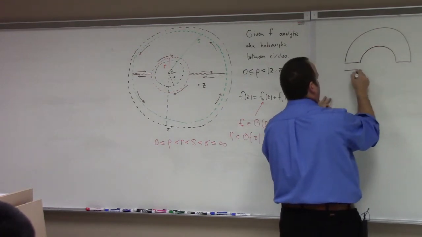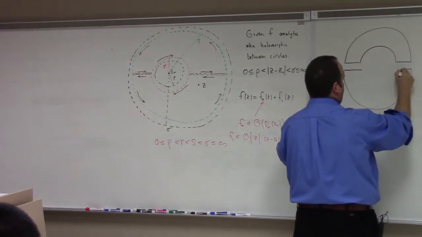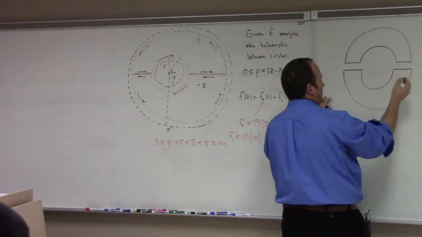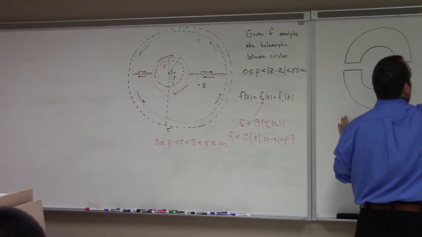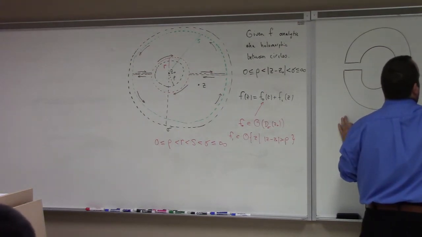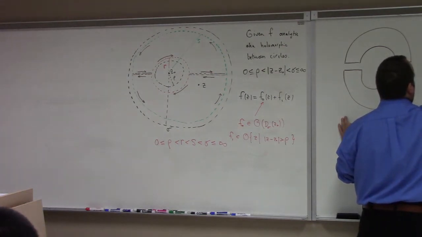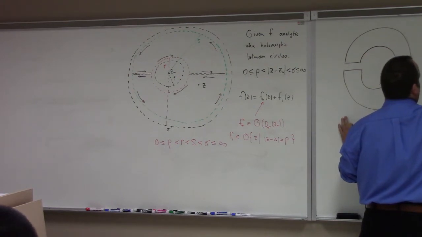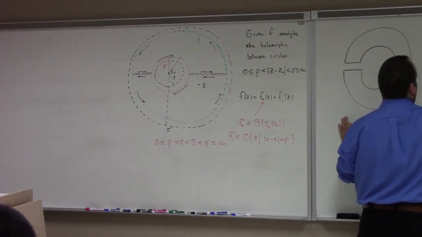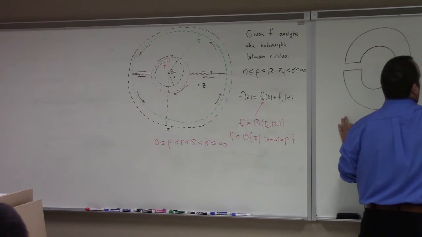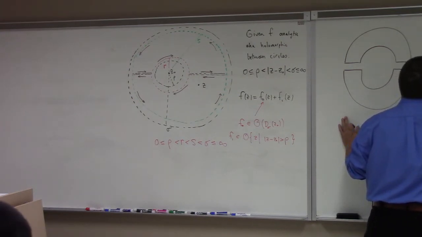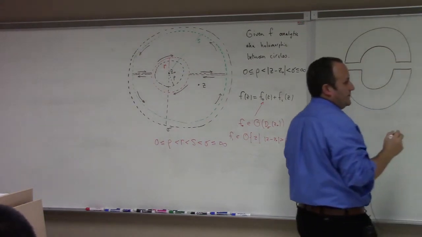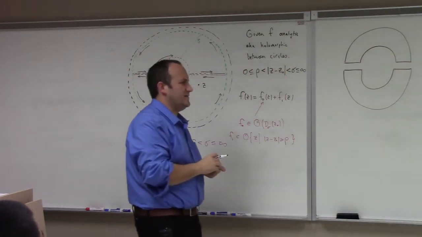I'll draw them again over here. See, these are simply connected, right? Regions, so we can apply Cauchy's integral formula, right? In fact, I think I talked about Cauchy's integral formula for regions with holes before. At least I talked about something with holes before.